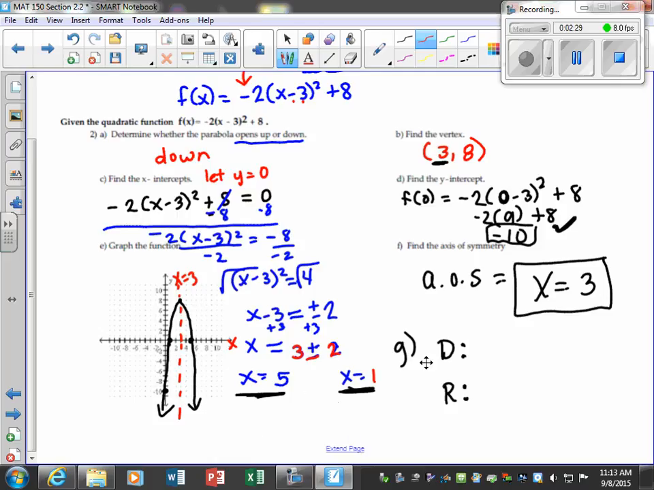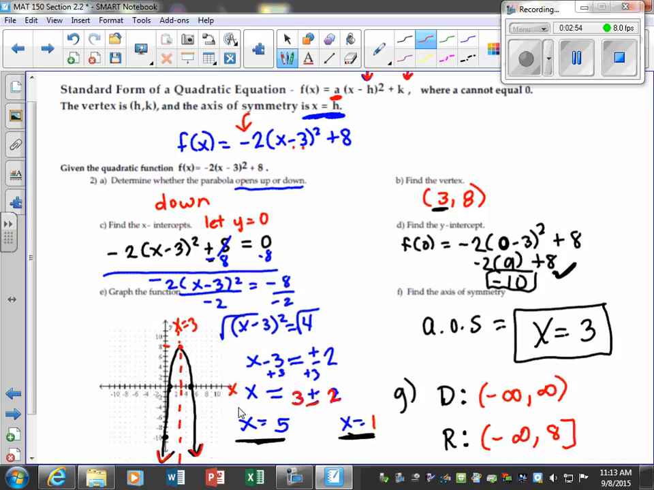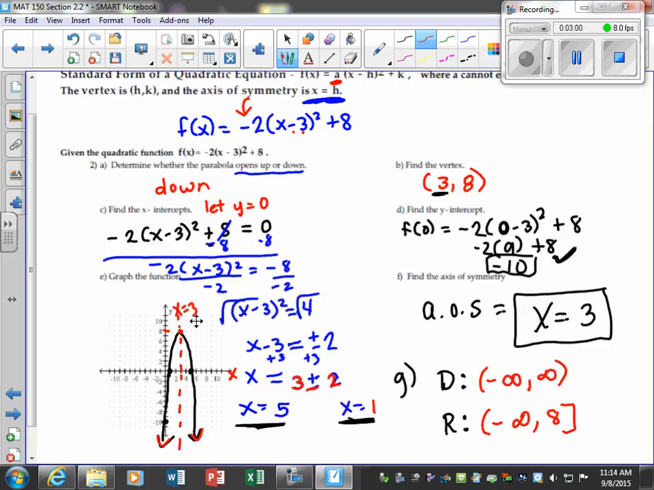The domain is the x values, the leftmost to the rightmost, so our domain is going to be from -infinity to +infinity. The range is the bottommost. Well, the bottommost are arrows that are pointing down, so it's -infinity to the topmost y value point, which is what? 8. So by looking at the standard form, we can calculate all these different characteristics to be able to sketch a pretty accurate graph of our quadratic equation.